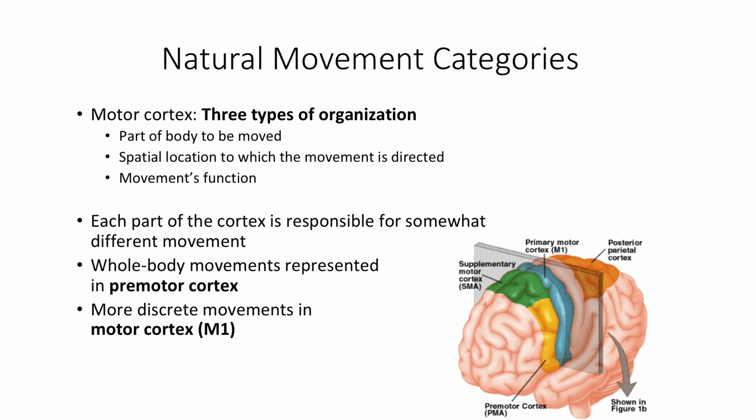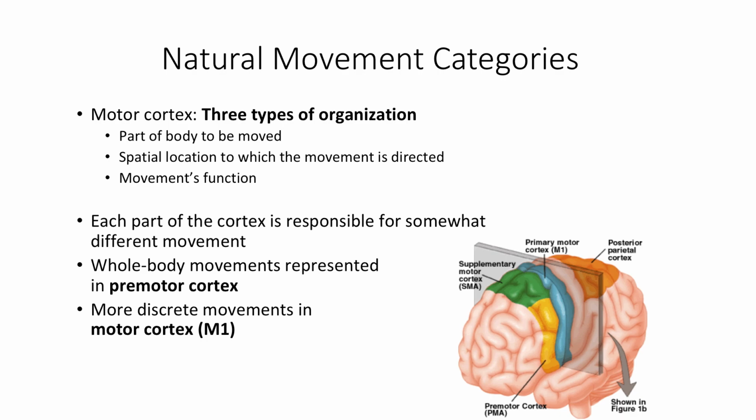So there are three types of organization in the motor cortex. The first one is to think about what parts of the body you need to move. If you're just grabbing a cup of coffee, you will need to move your hand and your fingers to grasp the cup. Whereas if you want to kick a soccer ball, you have to use your legs and your balance and kick forward. The second one is the spatial location to which the movement is directed. And the third one is the function of the movement. Do you want to push something? Do you want to hold something? Do you want to move your body somewhere?